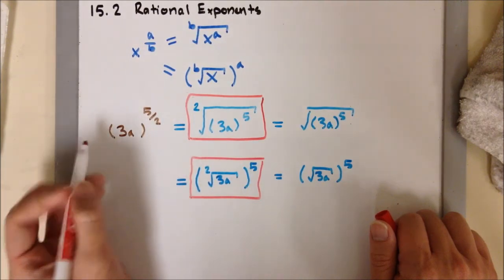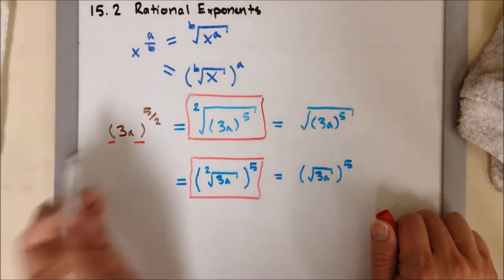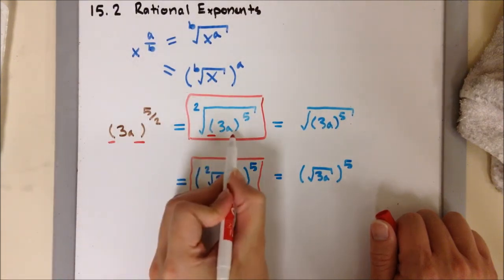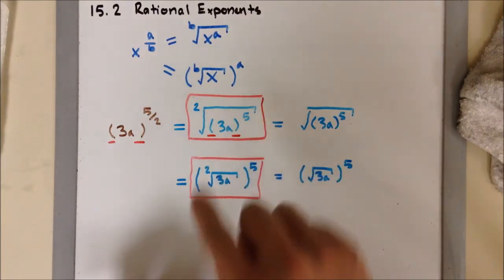But be very careful. If you have parentheses going from rational exponent to radical, then make sure to include parentheses inside the radical if you put the exponent inside the radical.